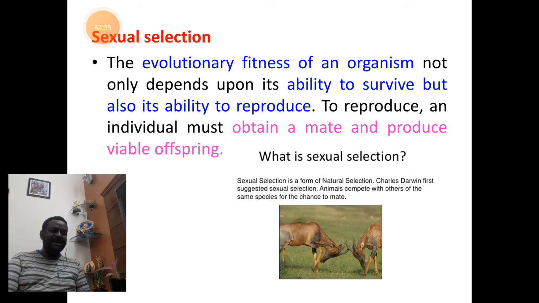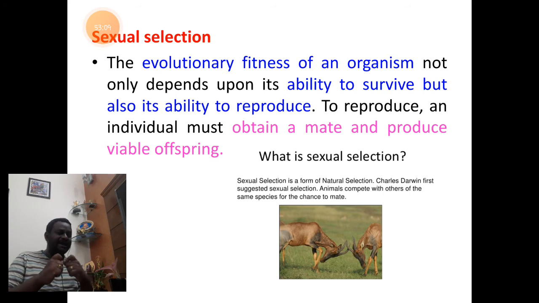Similarly, there is another type of selection called sexual selection. It's a type of natural selection where organisms with survival abilities and reproducing abilities are selected by nature. So if any organism has good survivability and good reproductive potency, such individuals will be selected by nature. This we call sexual selection.